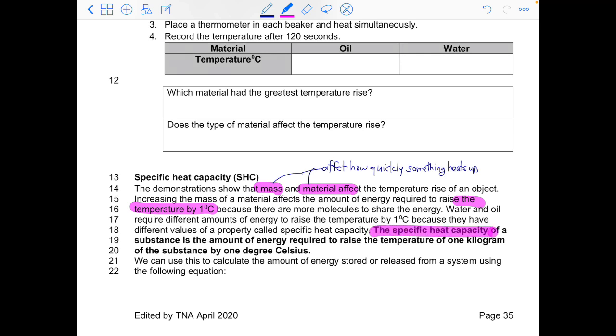So here's the definition for specific heat capacity. This is one you need to know, so write it down now. So the specific heat capacity of a substance is the amount of energy required to raise the temperature of 1 kilogram by 1 degree Celsius. All right, we know the energy is measured in joules.